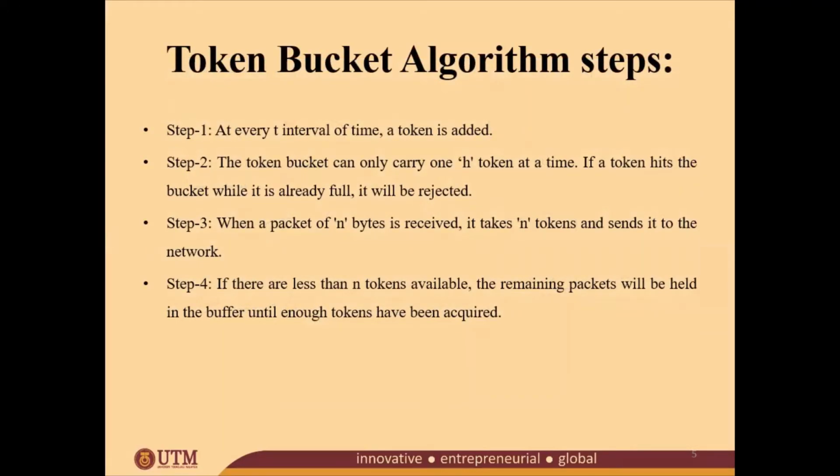Step number 1, at every t interval of time, a token is added. Step number 2, the token packet can only carry one token at a time. If a token hits the packet while it's already full, it will be rejected because it was already full. Step number 3, when a packet of n bytes is received, it takes n tokens and sends it to the network. Then step number 4, if there are less than n tokens available, the remaining packets will be held in the buffer until enough tokens have been acquired.